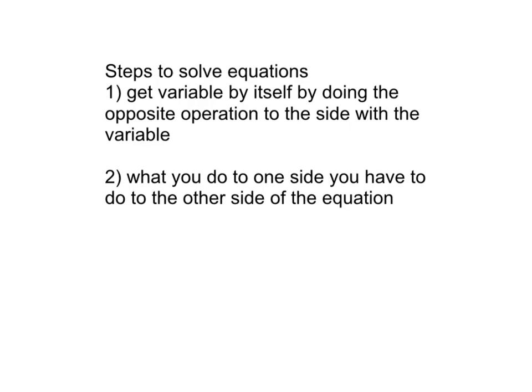Alright, now that you saw me do a couple, I think it's very important to put into words what exactly you have to do to solve equations. These are steps and rules you need to follow. Number 1 here, get the variable by itself. How do you do that? You have to do the opposite operation to the side with a variable. If it's x plus 5, you have to take 5 away. If it's x plus 10, you have to take 10 away. Always do the opposite operation to get rid of it.